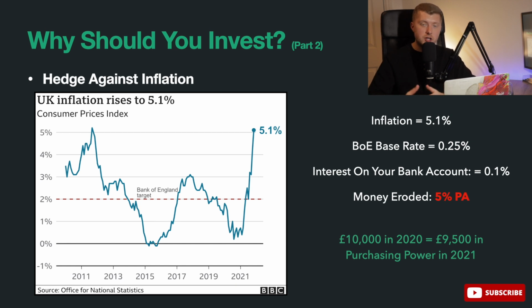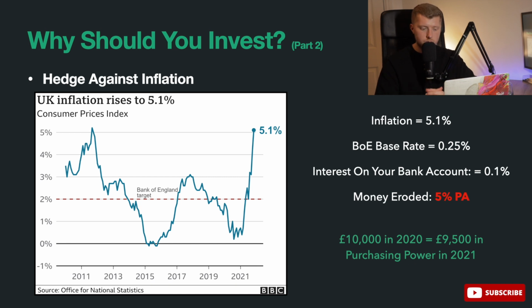So if you think about inflation being the increase in the price of goods year on year, however, your interest on your money is only going up by 0.1% per year. Well, that means your money is actually being eroded based on current inflation rates, which you can see over on the left-hand side, of about 5% per year, which is absolutely massive.